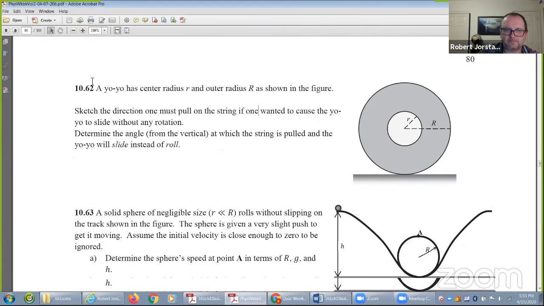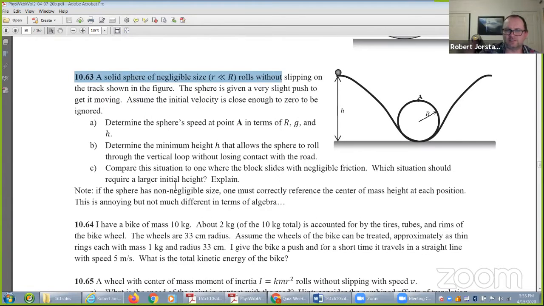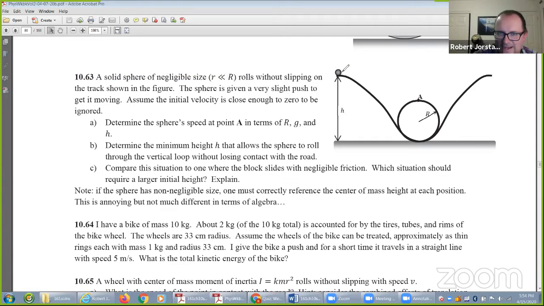All right, 10.63. 10.63 is a classic question. You should definitely do this one. It's classic. All right, so the idea is we did this before. However, before we said it was sliding. Now it's going to roll, not slide. And what should that do to the problem?